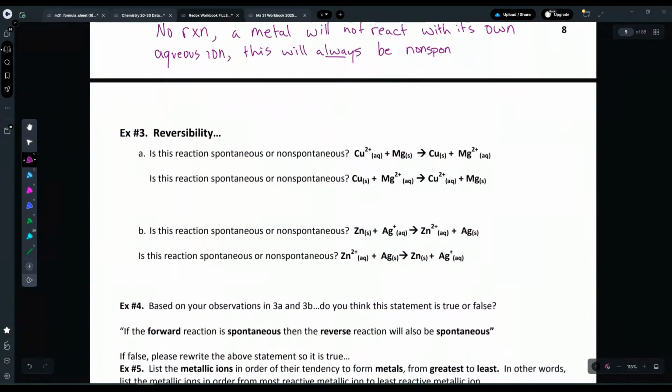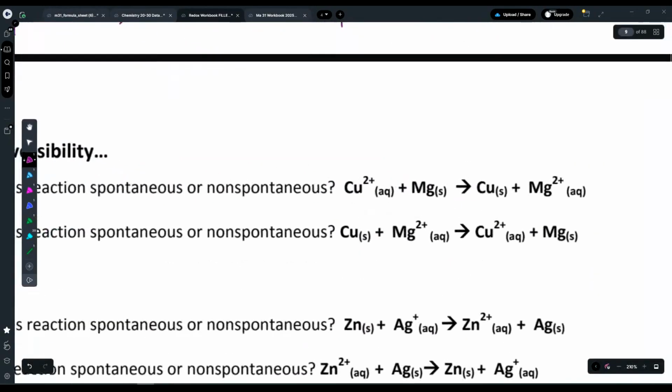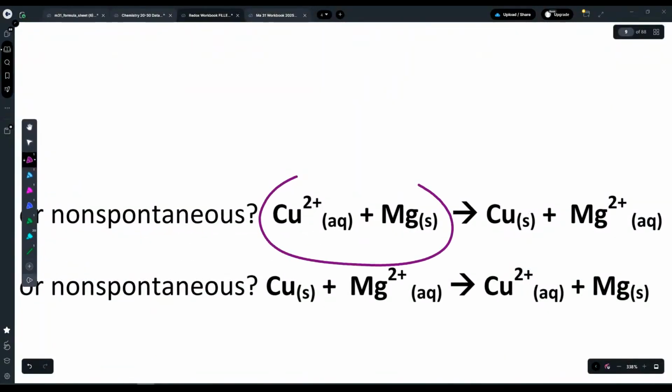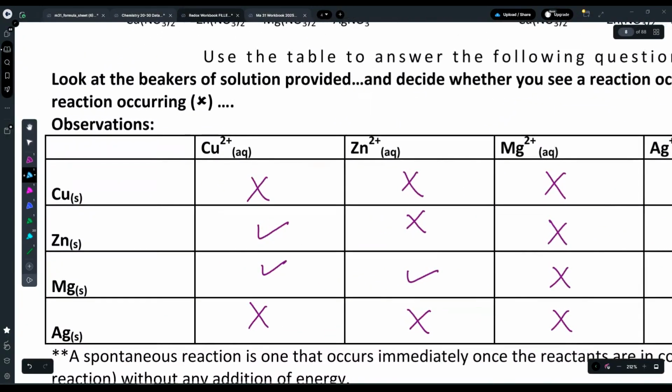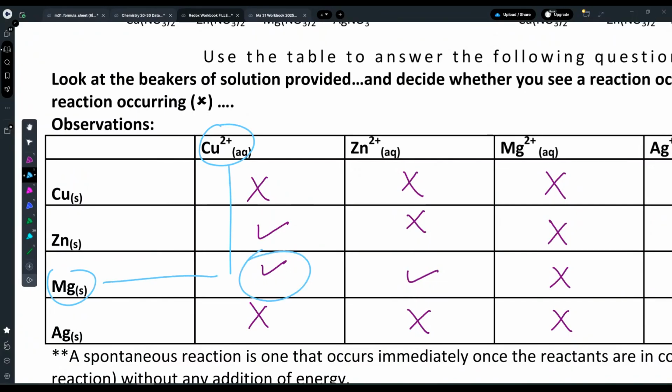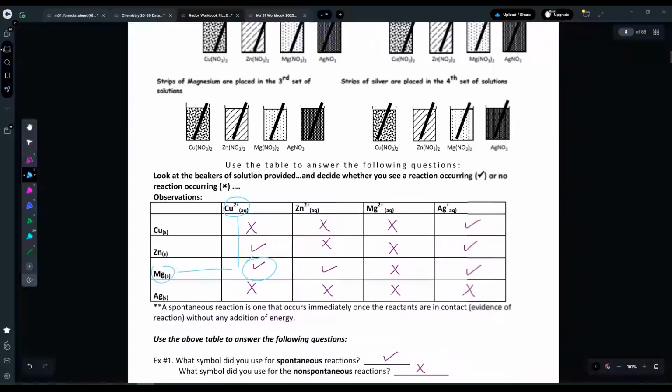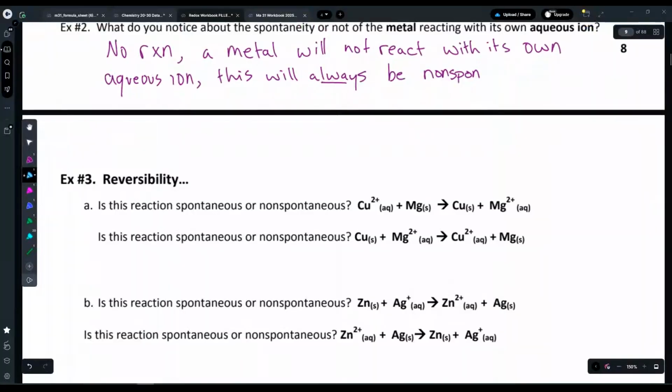All right, so example number 3. Is this reaction spontaneous or non-spontaneous? We want to focus on the reactants and see where they are on our table. So let's go back, and I'm going to get rid of these blue circles. We're checking between our copper 2+ solution and magnesium, so this one and this one. I'm tracing my finger and saying, okay, yep, it reacted. It was spontaneous. So let's write that in.